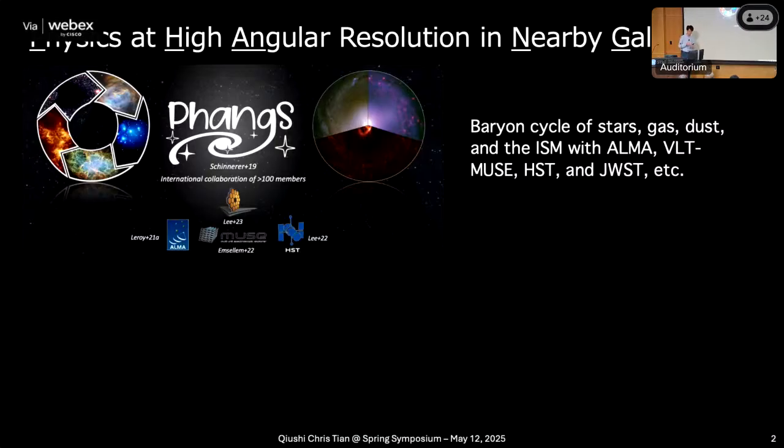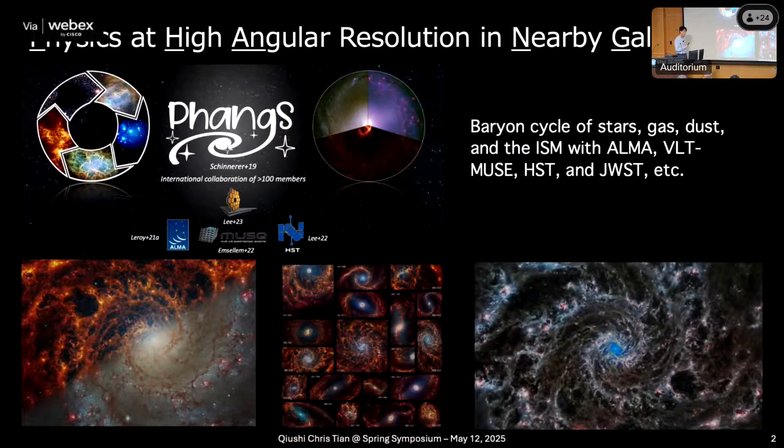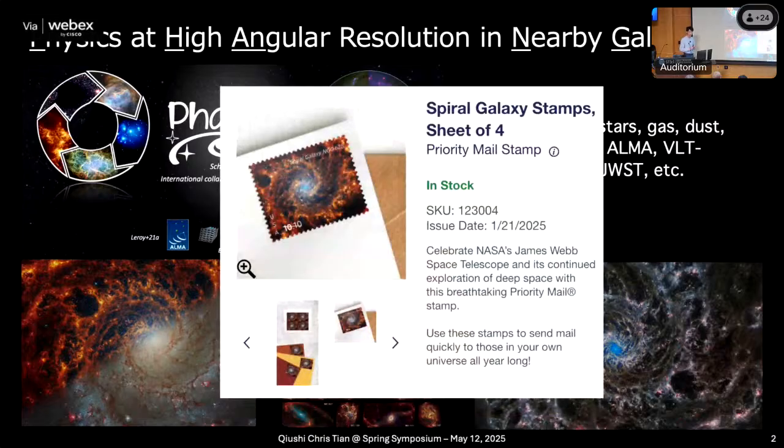I work with the stellar population group here, so my starting point is from a stars view. You might have seen many of our very pretty pictures, including one that you can grab right in front of the front desk. Hopefully we haven't run out yet, but that one just became a priority mail postage stamp. So if you ever want to get the $10 mail, you can get one of those. I'm sure your friends will be impressed.